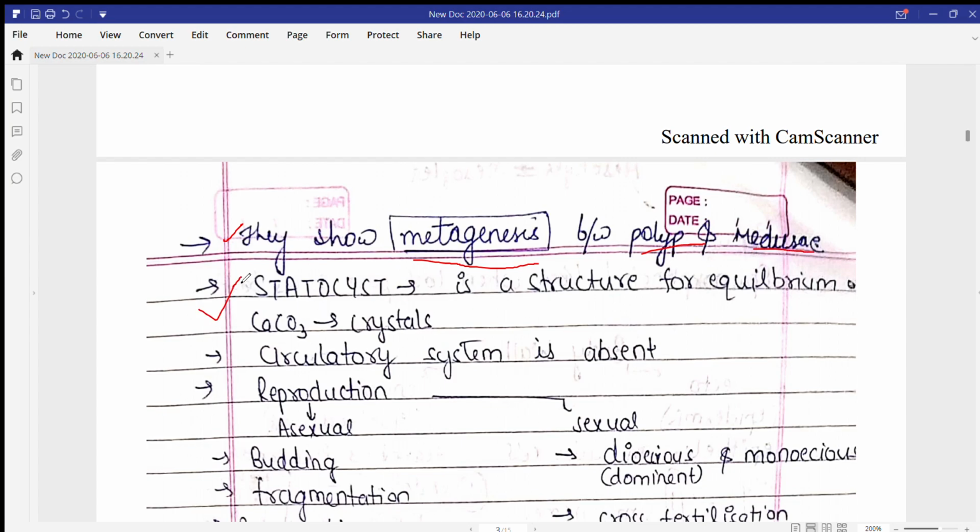Next is statocyst. Statocyst is a very important term, as it is a structure for equilibrium. It does the function of balancing an organism, maintaining equilibrium in the organism, and it consists of calcium carbonate crystals. They do not contain a circulatory system. They do not have a proper blood system where oxygen needs to be transported or CO2 diffused. They do not have any particular circulatory system.